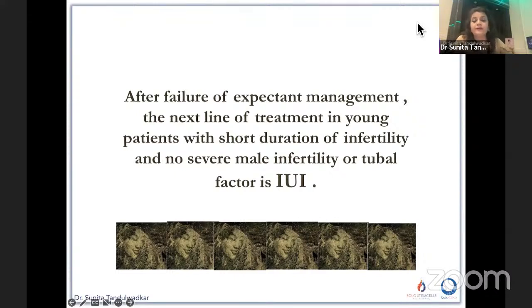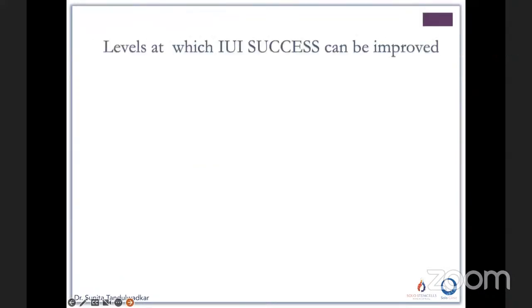After failure of expectant management, the next line of treatment, especially in young patients, with shorter duration of infertility and no severe male factor or tubal factor, is that we go into IUI as the treatment protocol.